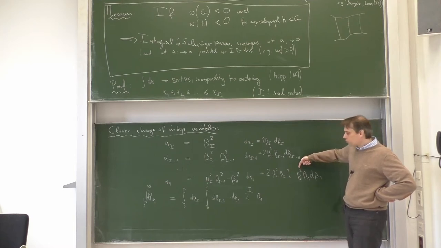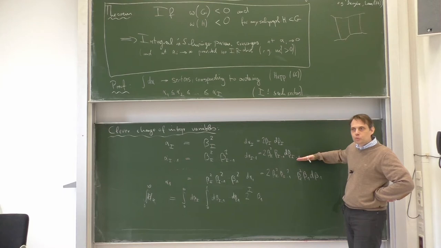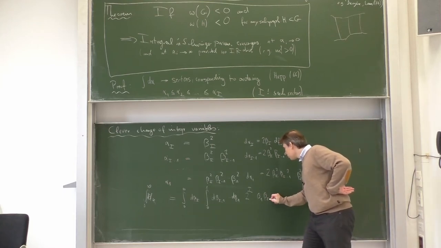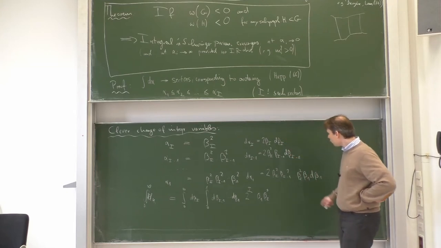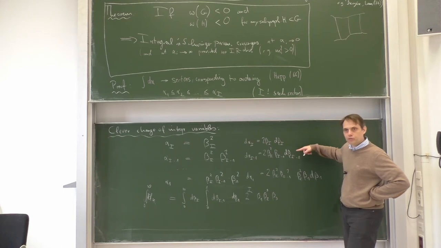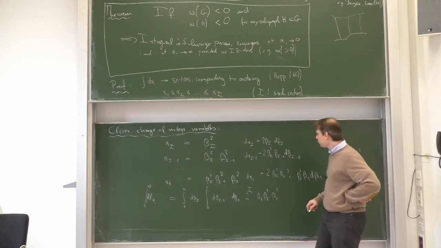How many factors of beta 2 do we get? Beta 2 appears here, squared, and at the next line, beta 2 would appear to the power 1. So we get beta 2 to the power 3. How many times do we get beta 3? Beta 3 appears in the 3 lowest lines, and we get beta 3 to the power 5, and so on.